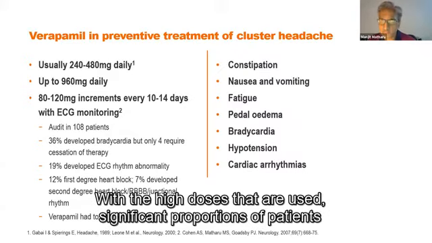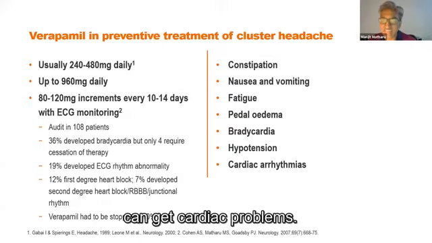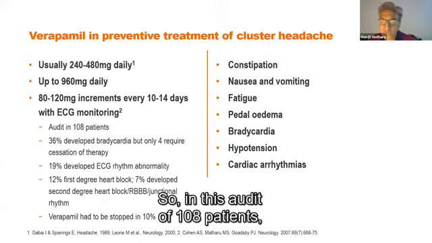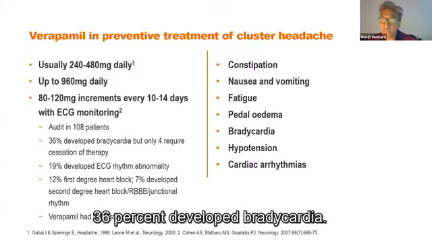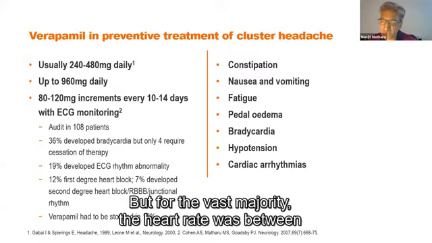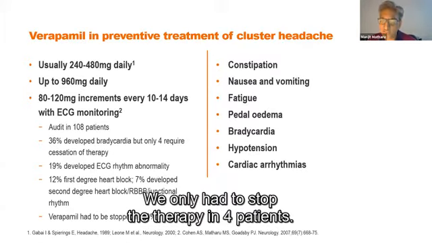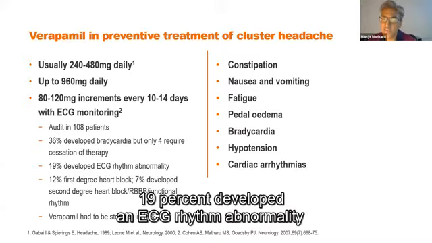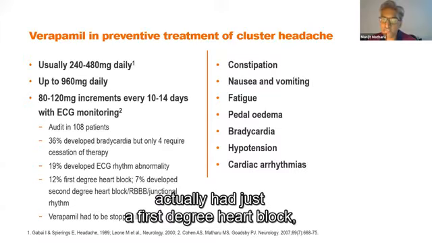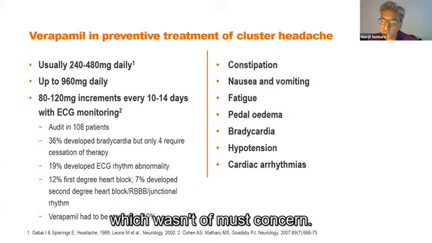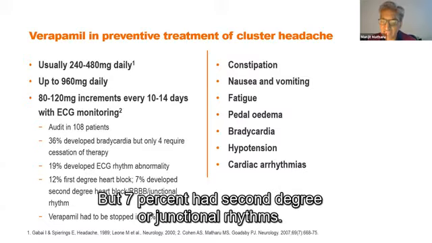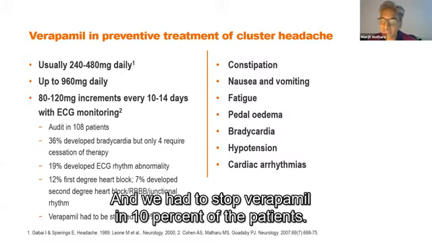With the high doses that are used, significant proportions of patients can get cardiac problems. So in this audit we did of 108 patients, 36% developed a bradycardia, but the vast majority, the heart rate was between 50 and 60 and wasn't significant. We only had to stop the therapy in 4 patients. 19% developed an ECG rhythm abnormality, but the vast majority of those had just a first-degree heart block, which wasn't of much concern, but 7% had second-degree or junctional rhythms. And we had to stop verapamil in 10% of the patients.